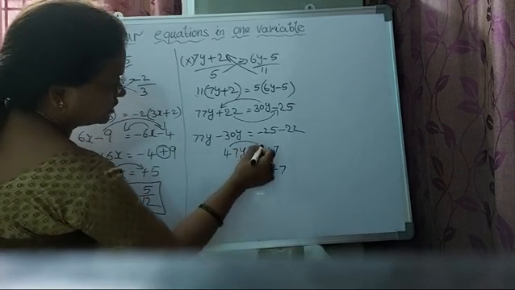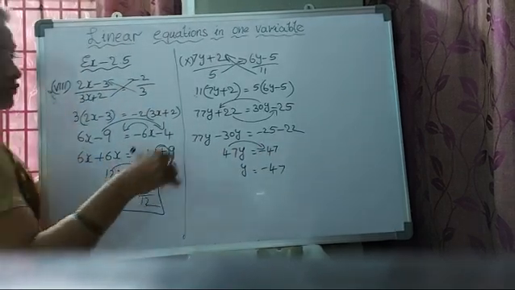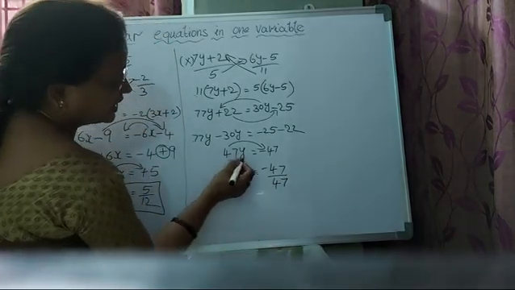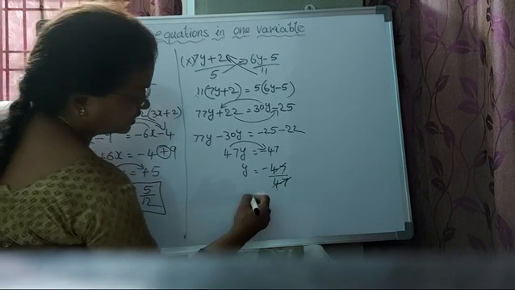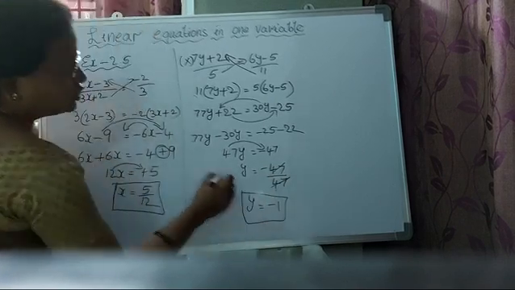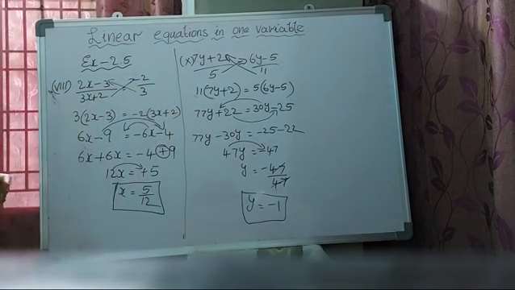If you transpose this, here it is multiplying. If you transpose it to the right hand side, sorry, multiplication means division. 47 ones are 47, 47 ones are 47. y is equal to minus 1. Minus 1 is the solution of that particular equation.